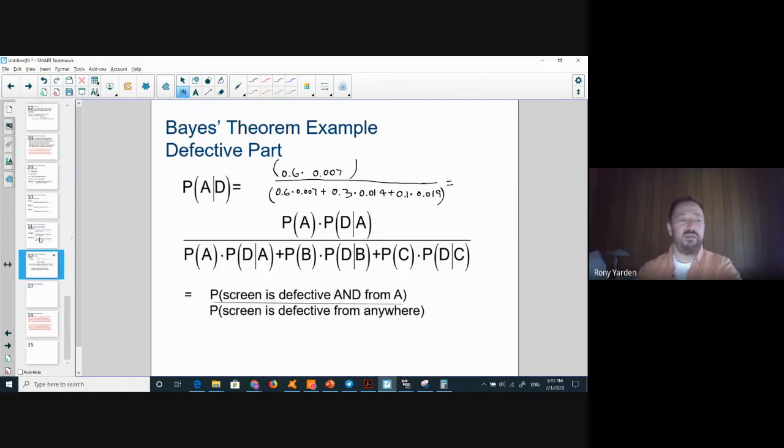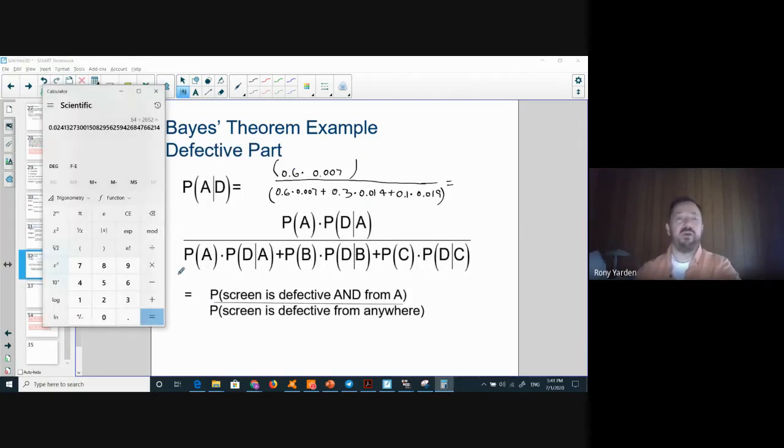Okay, so let's go back here. No, sorry, right here, and back to our calculator. So I'm going to start, let me clear the memory, start with parentheses. We have 0.6 times 0.007, okay, in parentheses, this is our numerator. And then divided by the denominator, we have 0.6 times 0.007 plus 0.3 times 0.1014 plus 0.1 times 0.019, and end parentheses and equal.